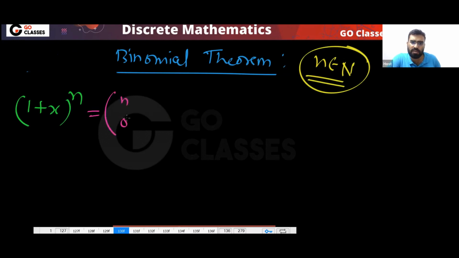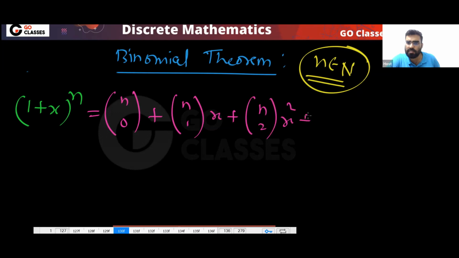The answer is nC0 plus nC1 x plus nC2 x square and so on. So this will go on. Can I say this will go till infinite? Yes, but the remaining terms will become 0. Yes, it will go till infinite, but the terms will become 0.